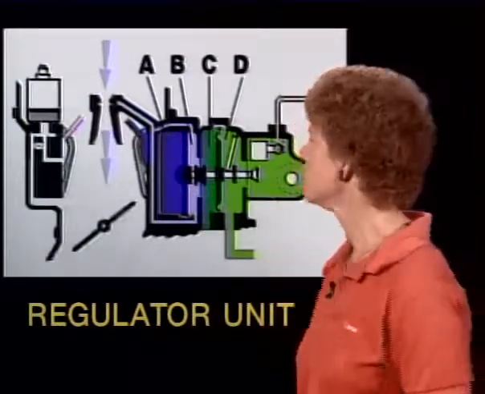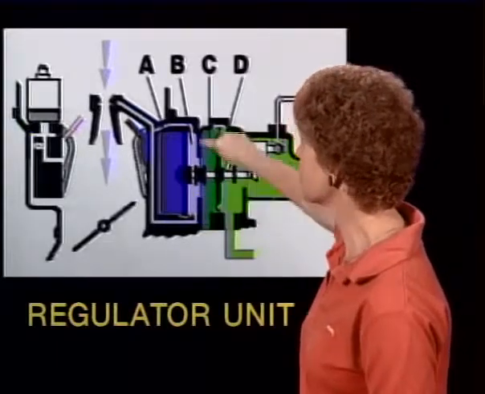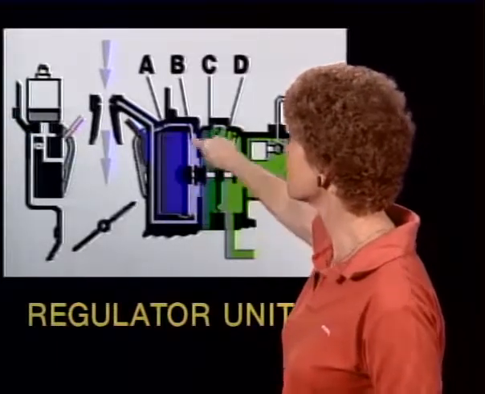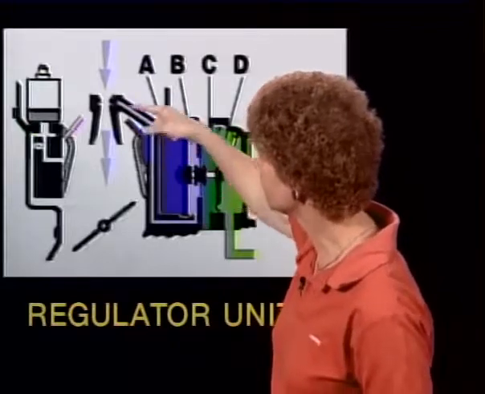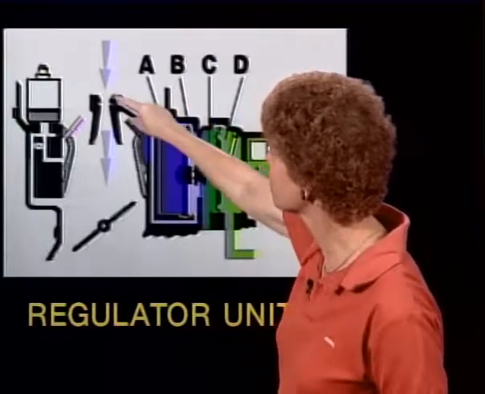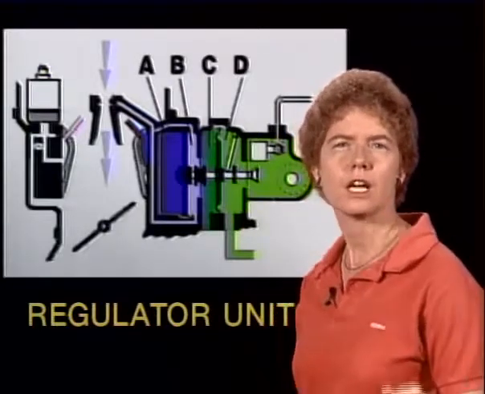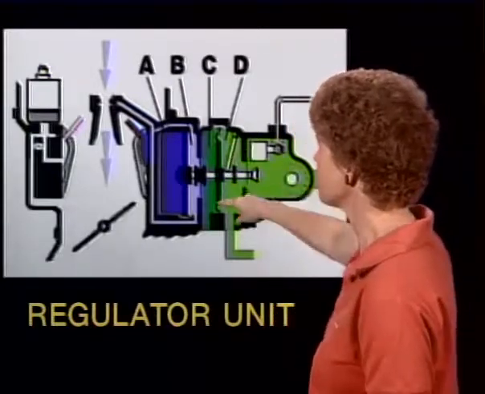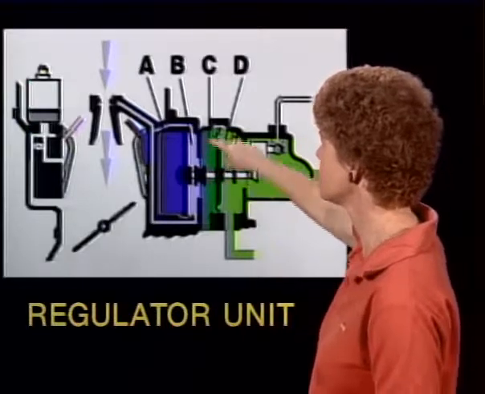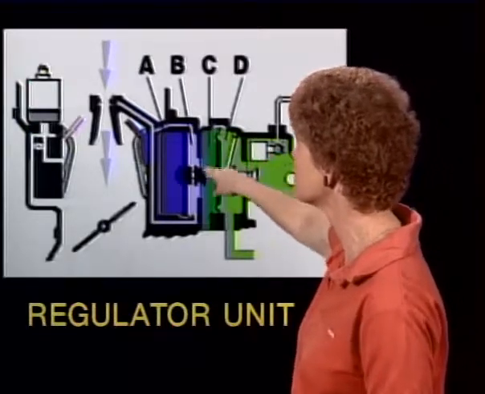Chamber B is boost Venturi pressure. This lighter blue here is boost Venturi pressure, and the air in there comes from the throat of this little boost Venturi. Chamber C contains metered fuel pressure, which is coming from the fuel control unit.